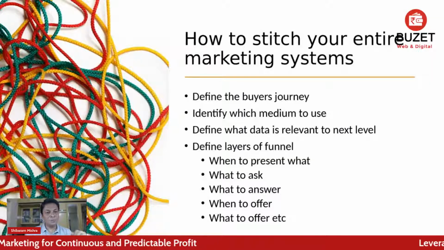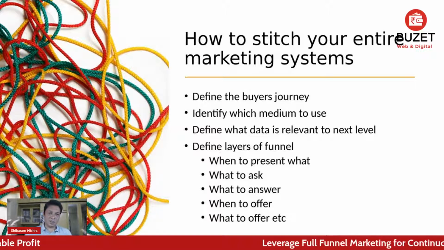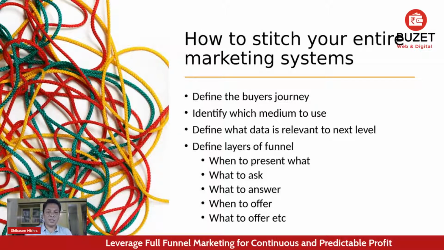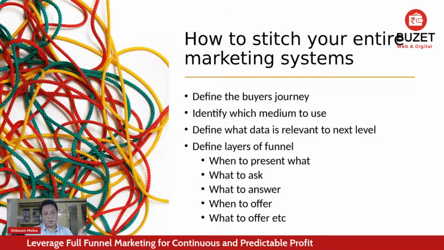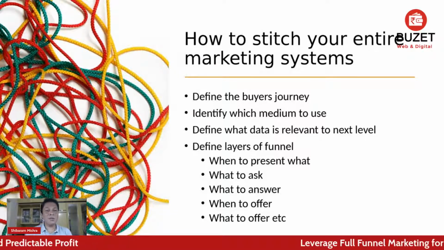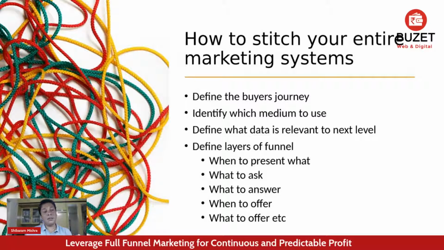Moving on. So, how to stitch this? If there are different threads and they are tangled, and you don't know which thread is going to which place, you have a problem there. So, in a stitched marketing system, we define the buyer's journey. We identify which medium to use for this particular task. Define what data is relevant to the next level.